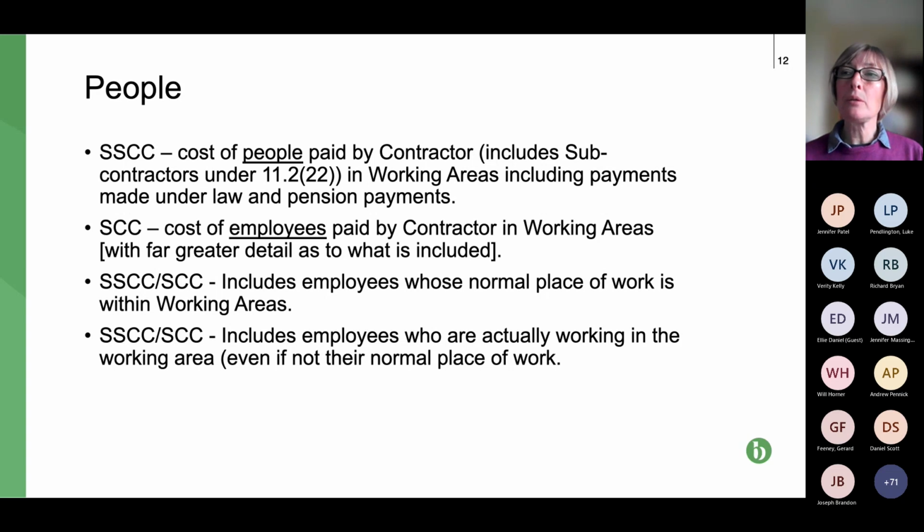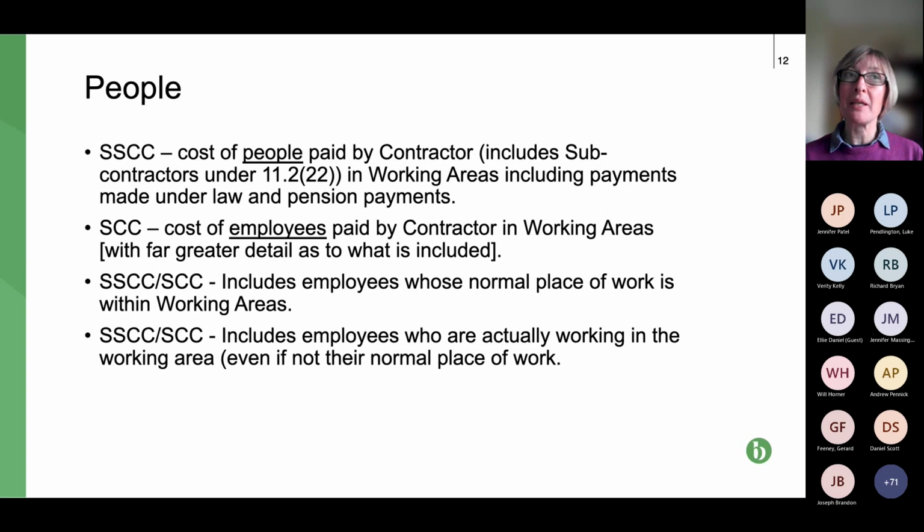So it's all a little bit prescriptive, and the key thing is to be careful about that working area definition. So going back to that first bullet point, the shorter schedule covers the cost of people. Very similar to the schedule itself, but the lists of payments, the holiday payments, etc., that we talked about for the ordinary schedule is more limited for the shorter schedule. Probably logically so, because if you're using the shorter schedule, it's in limited circumstances.